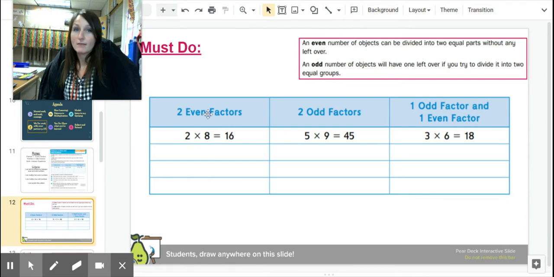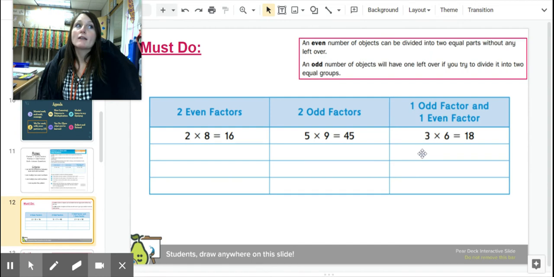Those are both even factors, and they wrote down the answer. You could do 4 times 6 or 10 times 2, okay? 2 odd factors. You just have to pick 2 odd numbers. You could do 1 times 1. You could do 1 times 9, okay? You choose. And then go back and forth and do 1 even, 1 odd.